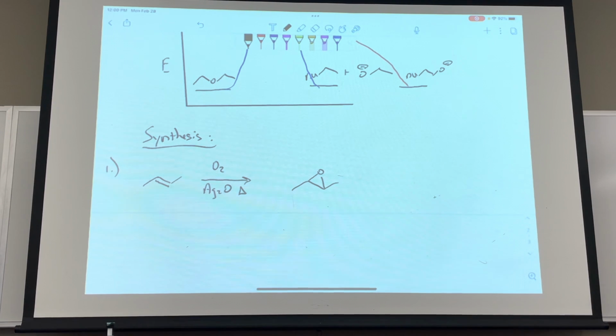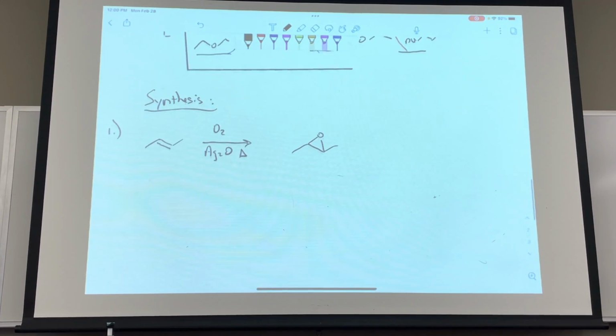It's not really the most effective way to do this if you're trying to do it on the lab scale, but this is how ethylene oxide is made industrially. So let's talk about how you could do it in the lab. One of the ways of doing this is through halohydrin chemistry.